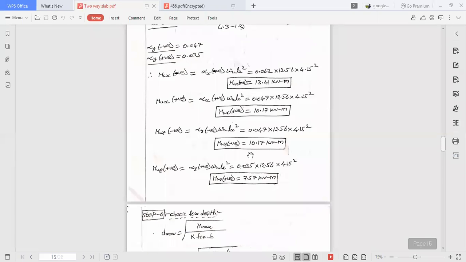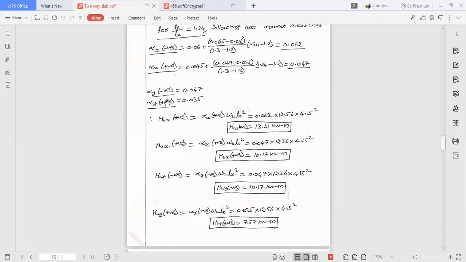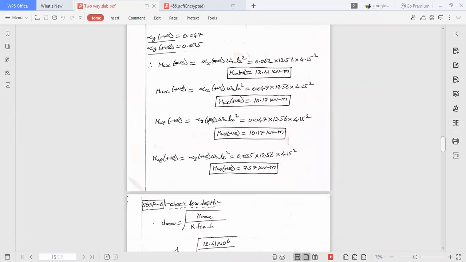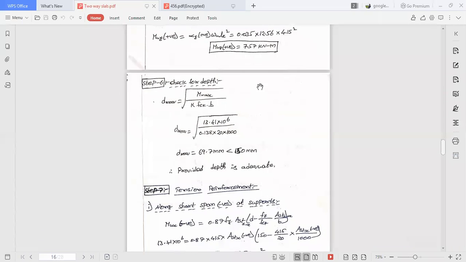Just after calculation of these coefficients, we'll substitute the values and we'll get the moments. Then the next step is check for depth. In that, the formula is square root of M max by K fck b.